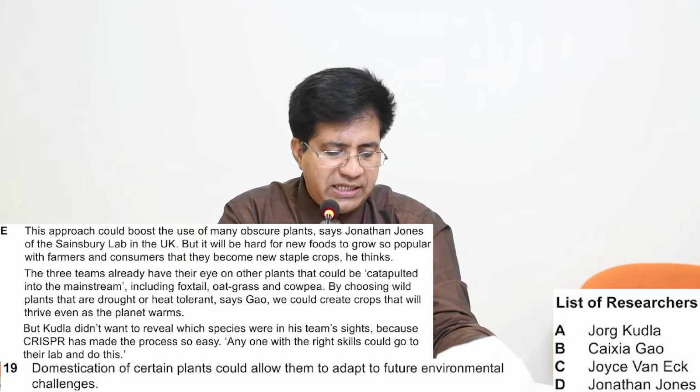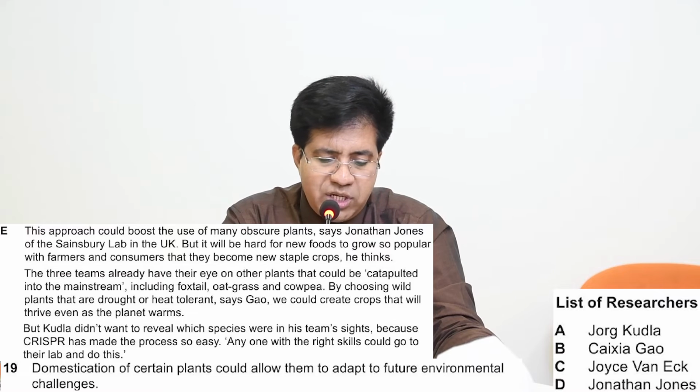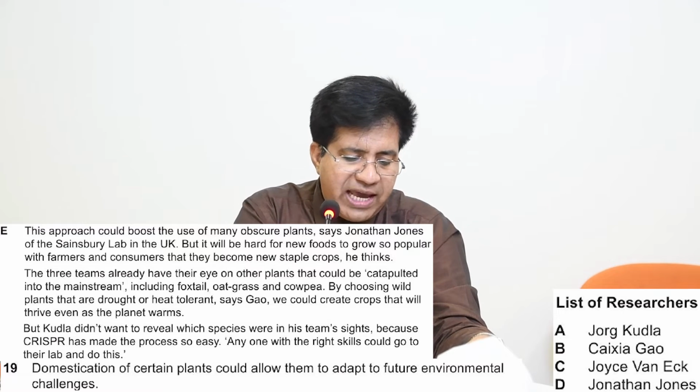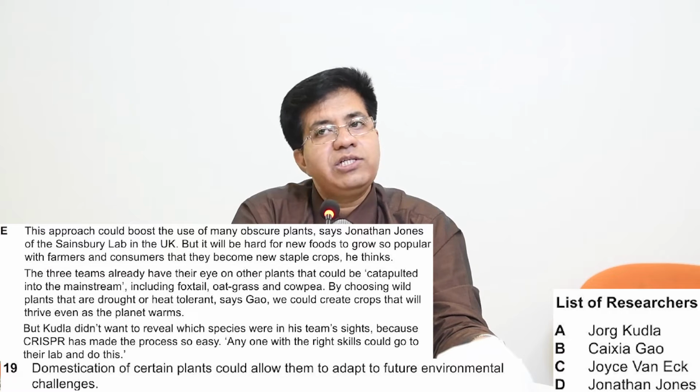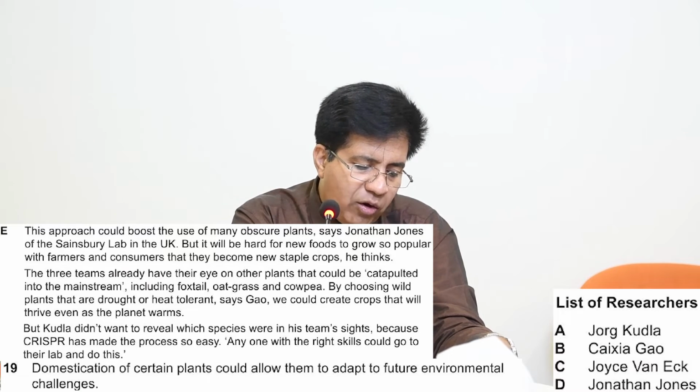So for question number 19, domestication of certain plants could allow them to adapt to future environmental challenges. The future environmental challenge is global warming, and they use the word for that. Now please cross number 19 also. And what is the answer for 19? B.